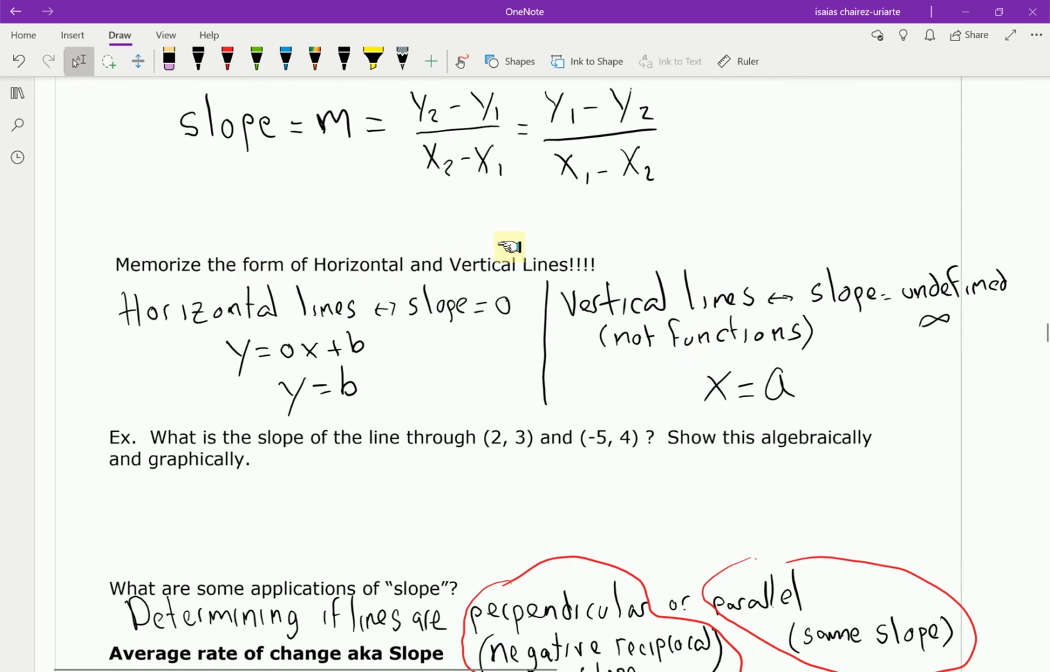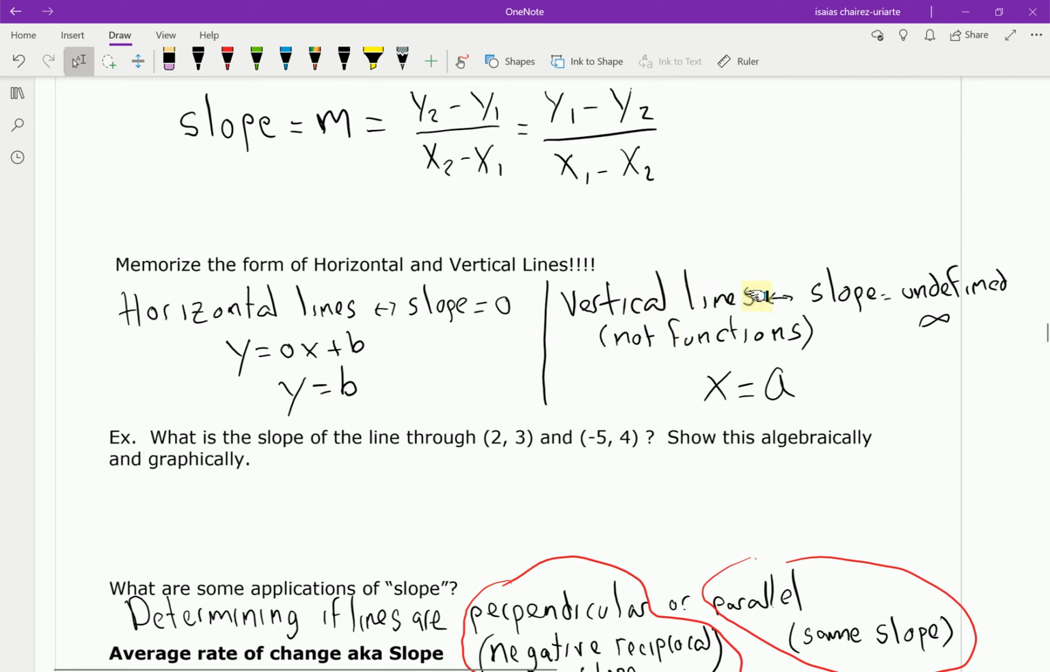Horizontal and vertical lines. A horizontal line has slope 0. Its slope is 0, so it's of the form y equals 0x plus b. Well, 0x is gone, so y equals b. That's the equation of a horizontal line: y equals some value, and the value is where the horizontal line hits the y-axis.